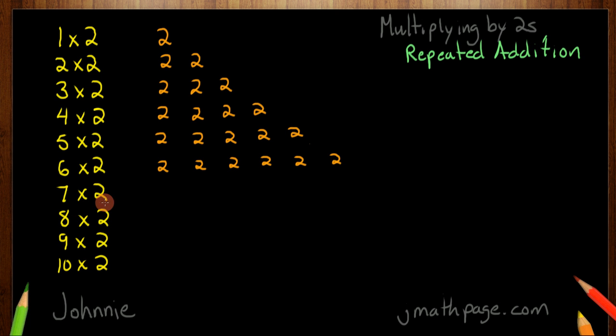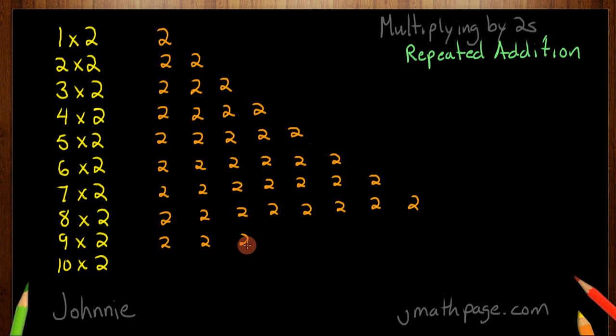7 times 2, 1, 2, 3, 4, 5, 6, 7 2's. 7 2's here. 8 times 2, 8 2's. 1, 2, 3, 4, 5, 6, 7, and 8. 9 2's. This is getting to be a bit of work, huh? 9 times 2. 1, 2, 3, 4, 5, 6, 7, 8, and 9. And then 10 times 2. Well, 10 times 2 is 1, 2, 3, 4, 5, 6, 7, 8, 9, and 10. Oh, that was a lot of work.